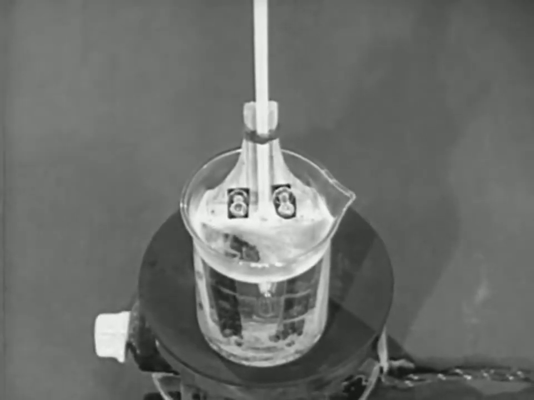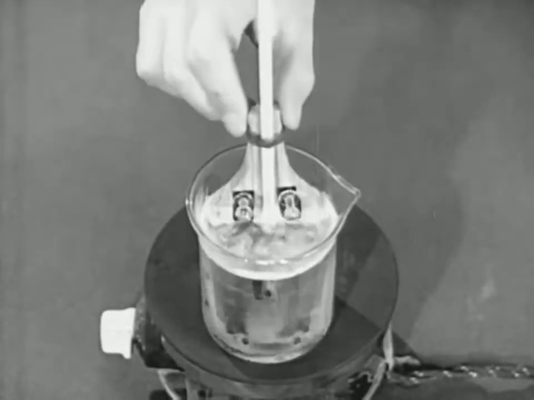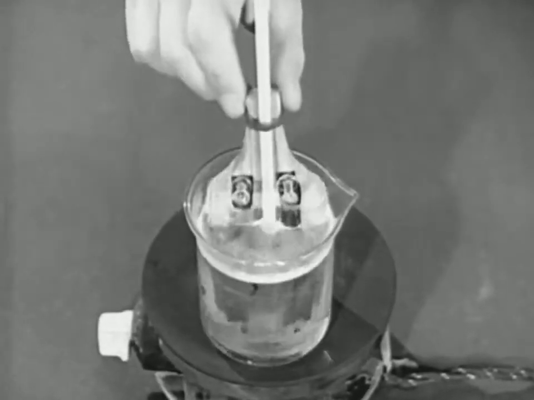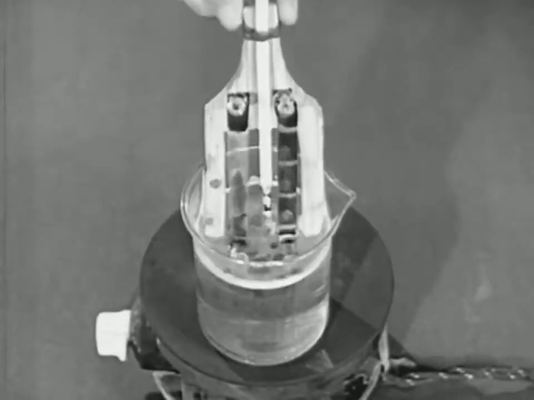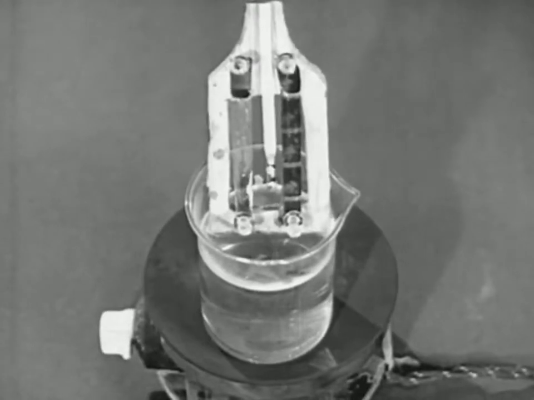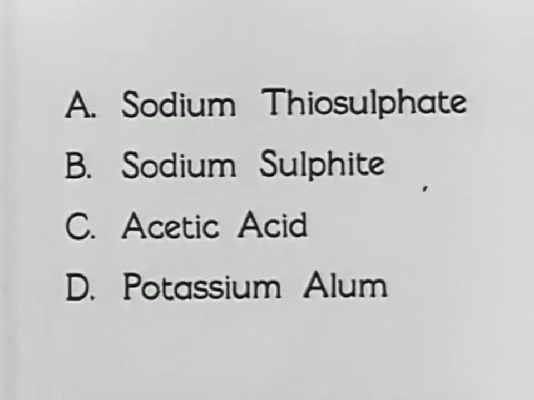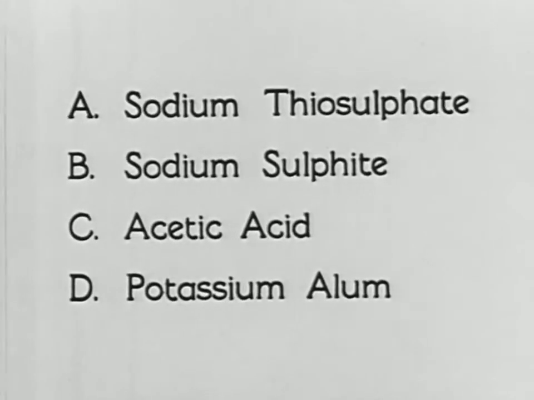As the water in the beaker is slowly heated, we note that the emulsion which has not been hardened melts away from the transparent film support, while the other remains attached. The ingredients of a fixing solution are therefore sodium thiosulfate, sodium sulfite, acetic acid, and potassium alum.